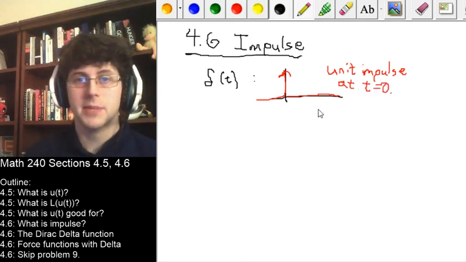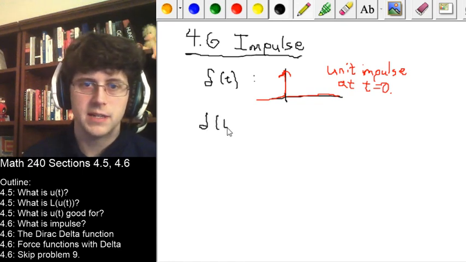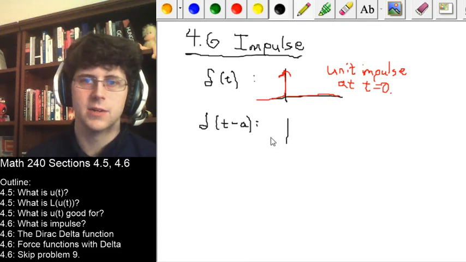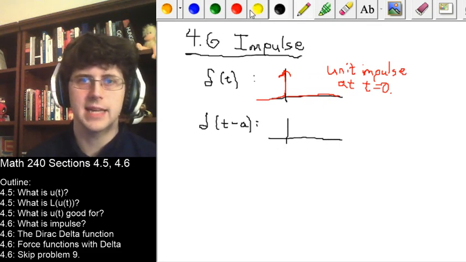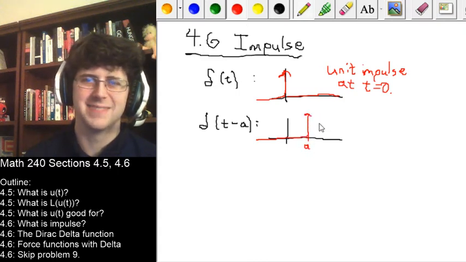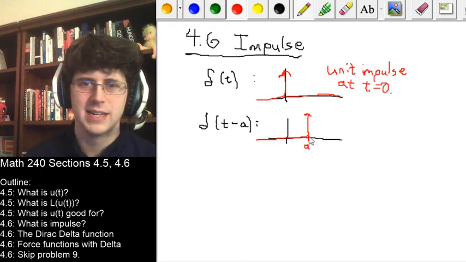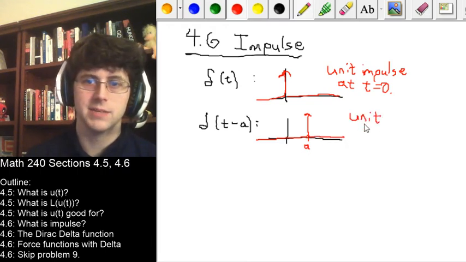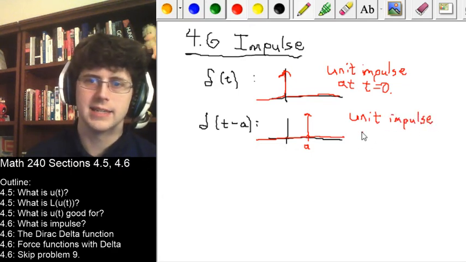If you want a unit impulse at a different time, you just move it over. So if you want a unit impulse at time t equals a, no problem. Shift it by a. Now there's no force, no force, no force. And then at time a, it's infinitely much force because you hit it with a hammer. And then there's no force again. This is the unit impulse. Unit meaning 1, like impulse of 1 at time a.